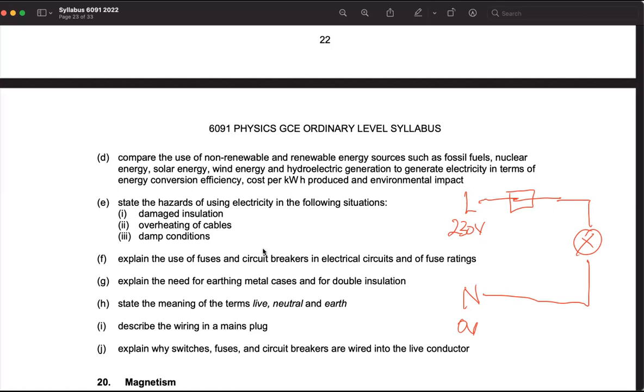So both the fuse and the circuit breaker serve the same purpose. But a fuse is something very small. Once it is burnt, you need to replace it. Whereas for a circuit breaker, you just need to flip the button back and then it can work again. Is that clear?